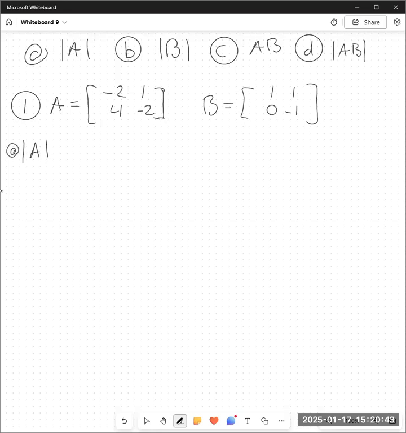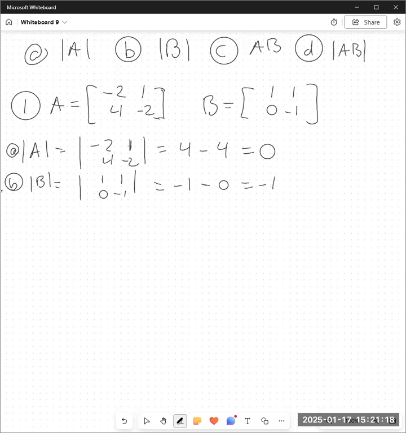So the determinant of matrix A for part A here is going to be equal to 0. So -2 times -2 is 4. 1 times 4 is 4. 4 minus 4 is 0. For part B, we have the determinant of 1, 1, 0, -1, which is 1 times -1 is -1, minus 1 times 0 is 0, so it's -1.